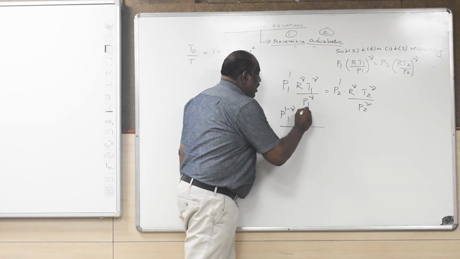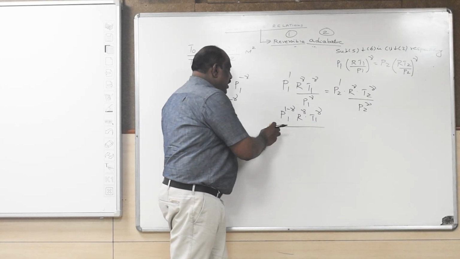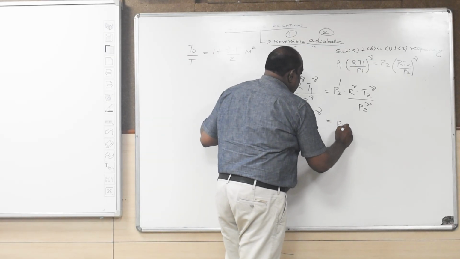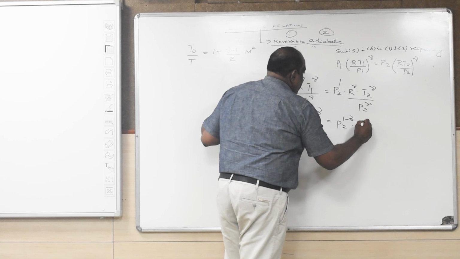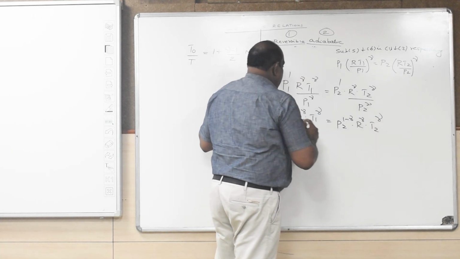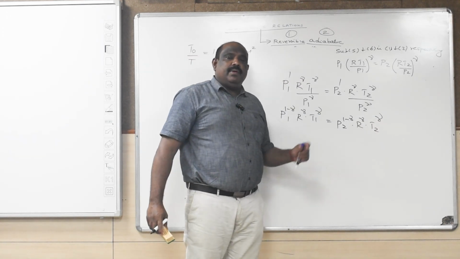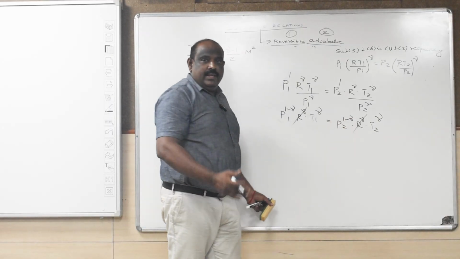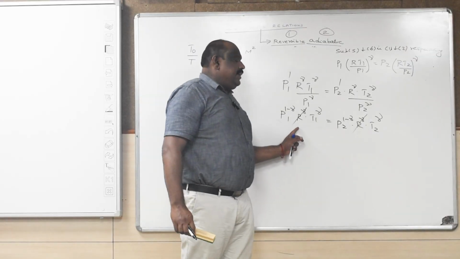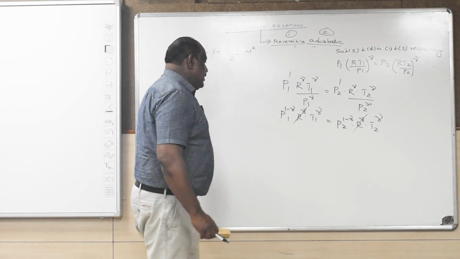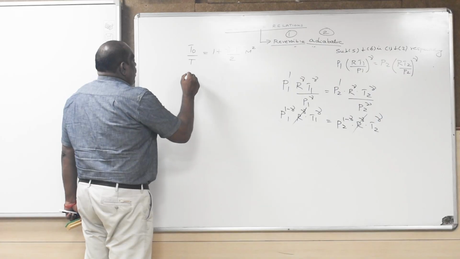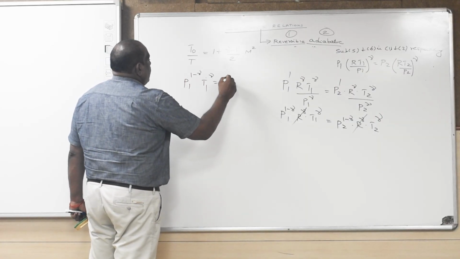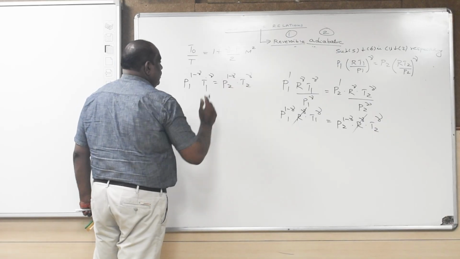Then R power gamma, T1 power gamma. So there is no need of this division symbol. Similarly, you can write on the right hand side: P2 power 1 minus gamma, R power gamma, T2 power gamma. In this equation, which term can be striked off? R power gamma is on both sides, so I can divide both sides by R power gamma. So finally what I got? P1 power 1 minus gamma into T1 power gamma equal to P2 power 1 minus gamma into T2 power gamma.